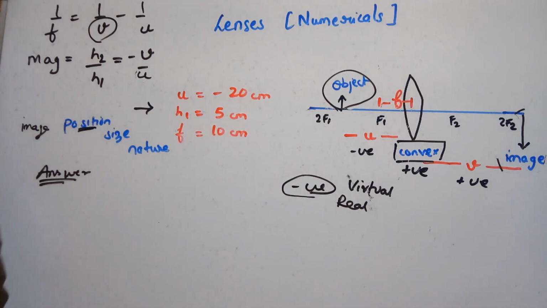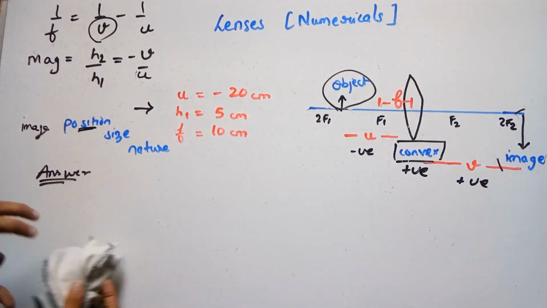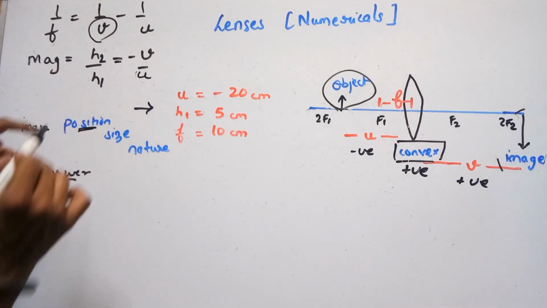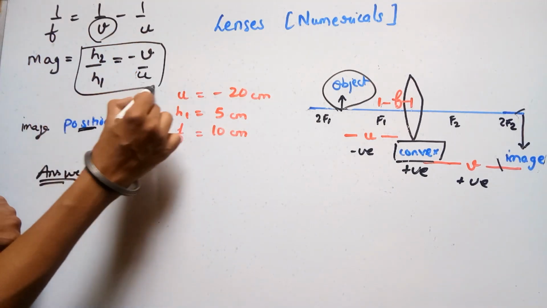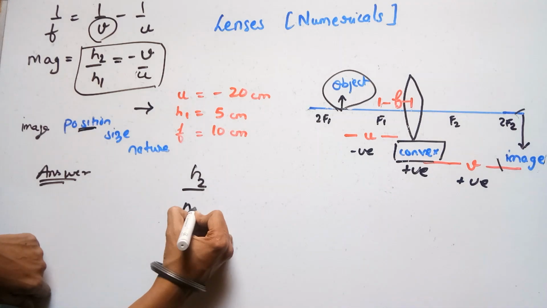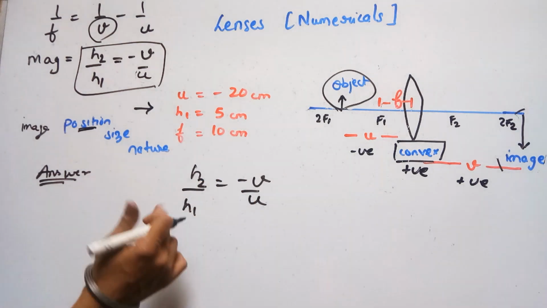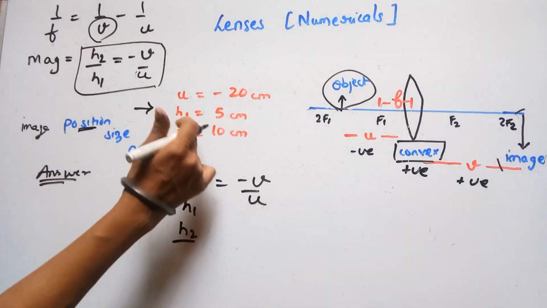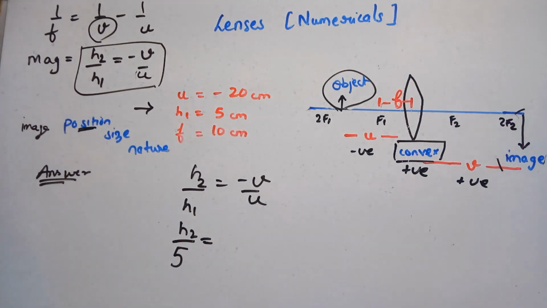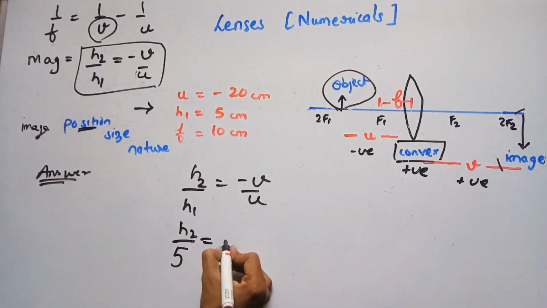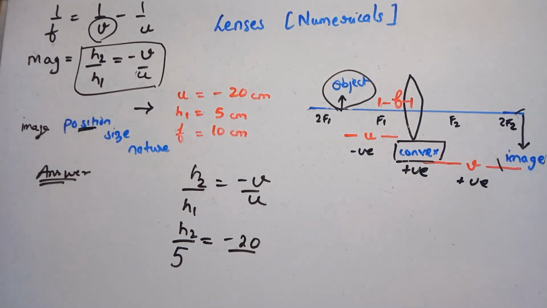Okay, moving on, let's find out the height of the image. Like I told you, the height of the image is calculated using this formula: h2 upon h1 is equal to minus v upon u. So the height of the image is h2, that you have to find out. The height of the object is 5. Now we got v as 20, so minus 20 upon u, which is also 20.